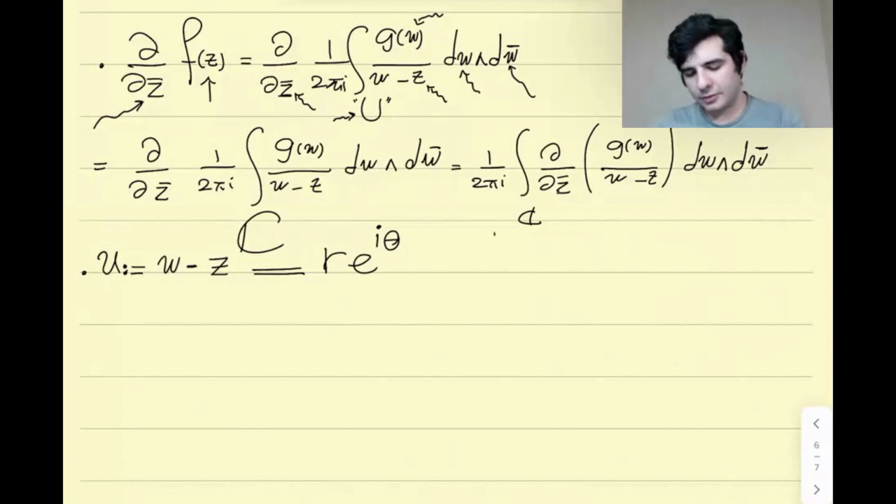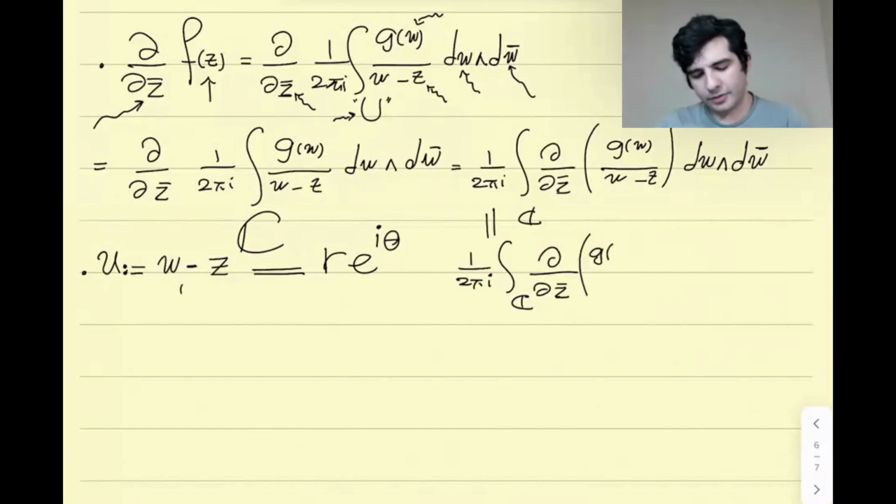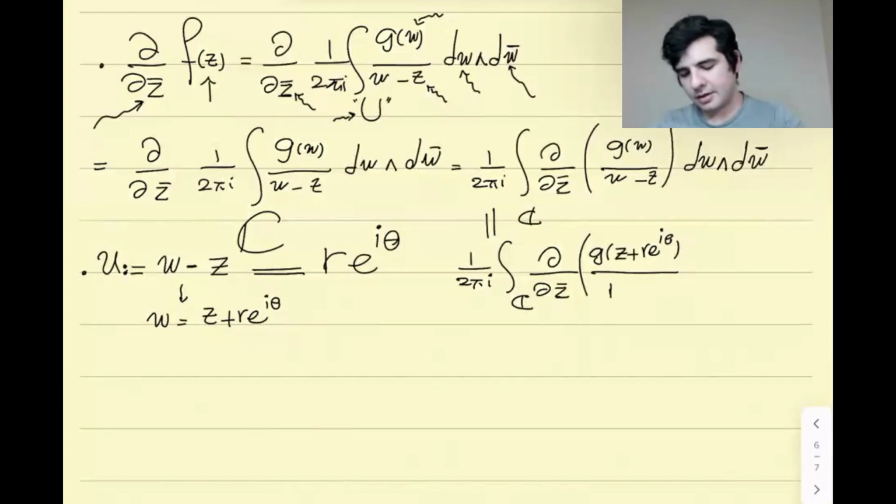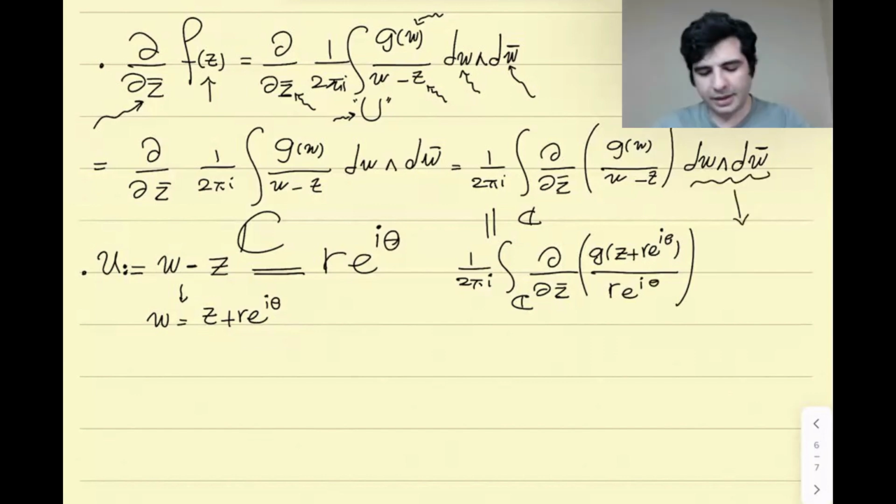Now let's use that and rewrite the integral. So this integral would be equal to 1 over 2 pi i, still the integral over the whole C, derivative with respect to z bar. Now, g of w would be equal to, what is w from here? w is equal to z plus r e to the i theta, right? What is w minus z, the denominator? It's r e to the i theta. dw wedge dw bar. So this should appear here.